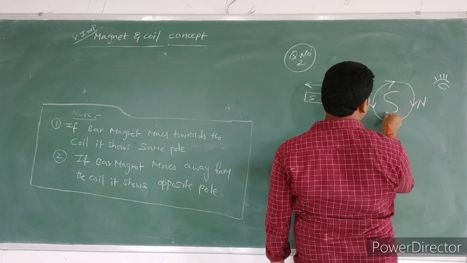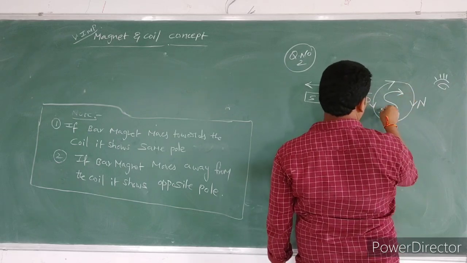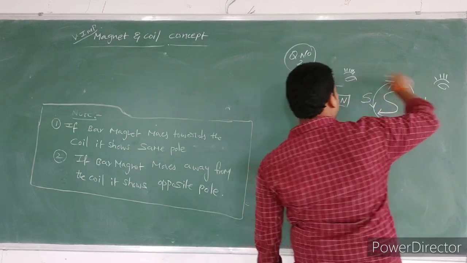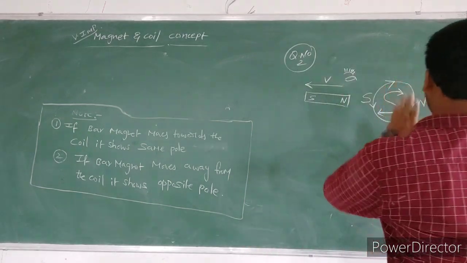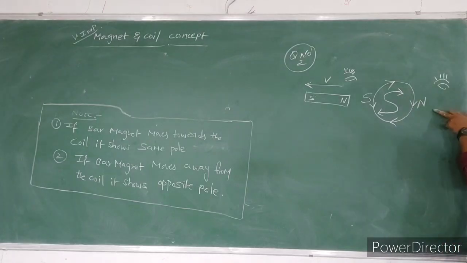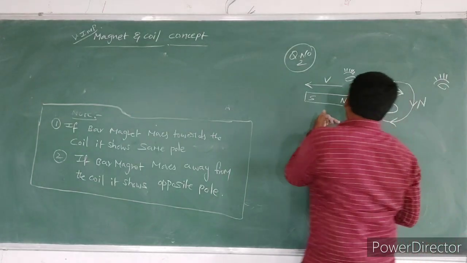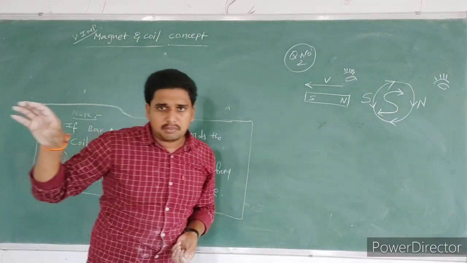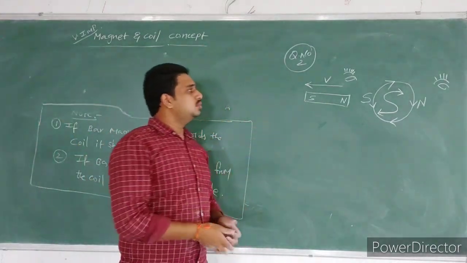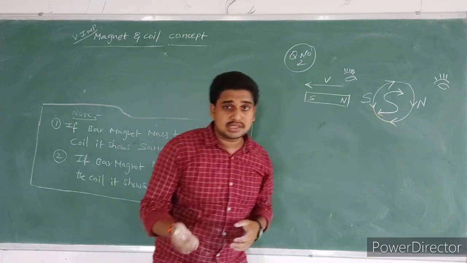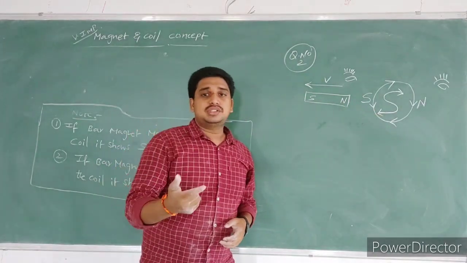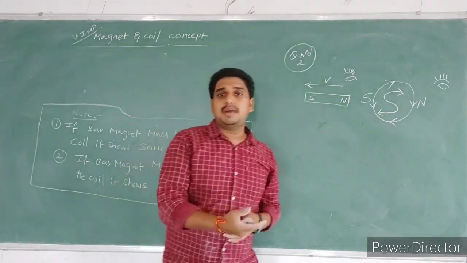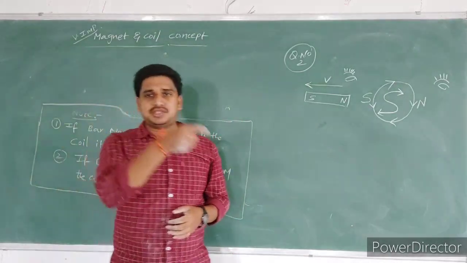Generally it shows south pole overall. If you see from this side, it will look like north pole; if you see from this side, it will look like south pole. Are you got my point? If you bring the bar magnet closer to the coil, it shows the same pole. If you bring the bar magnet away from the coil, it shows the opposite pole.